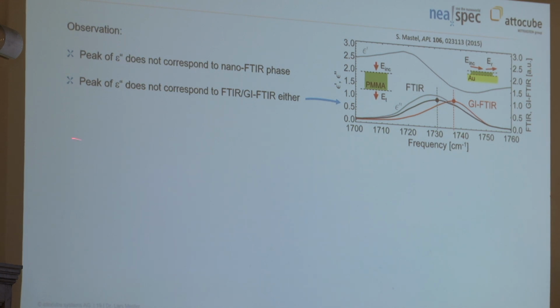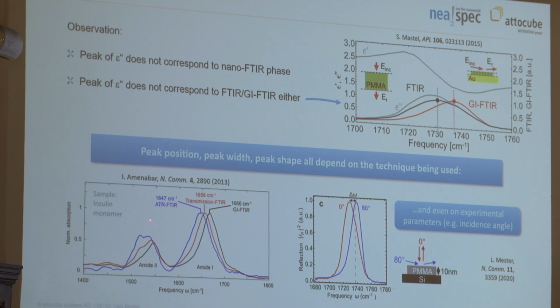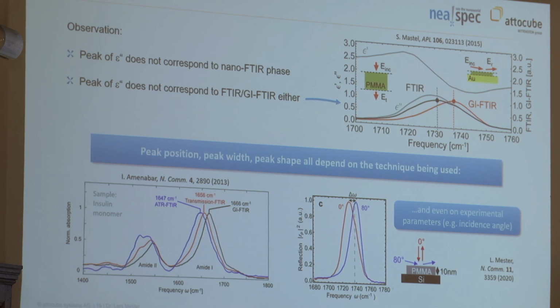Okay. So I made this one claim that the imaginary part of the permittivity, here this gray curve, doesn't match far-field spectroscopy. Here it is now shown. Yeah, so that's not a showstopper, I would say. In fact, even if you compare different far-field techniques, ATR, FTIR, transmission FTIR, or grazing incidence FTIR, they all have different peak positions. And they also have different line widths, and even different peak shapes. And even within one technique, if you change, for example, the incidence angle, you again get a different peak position.